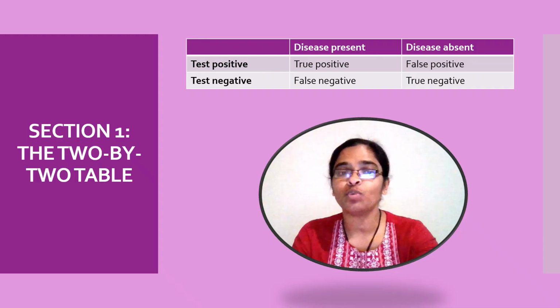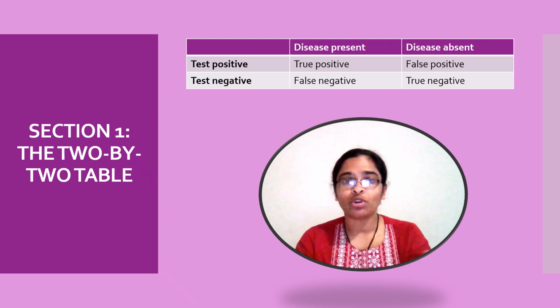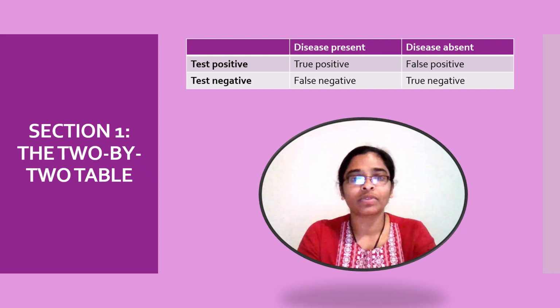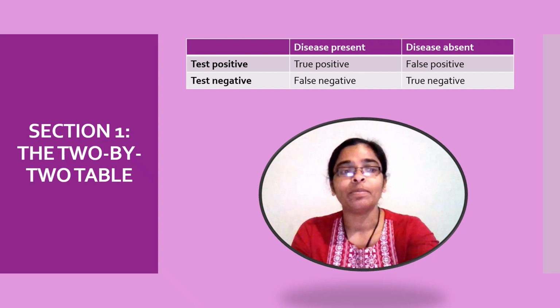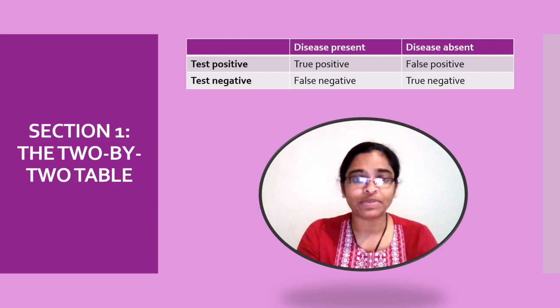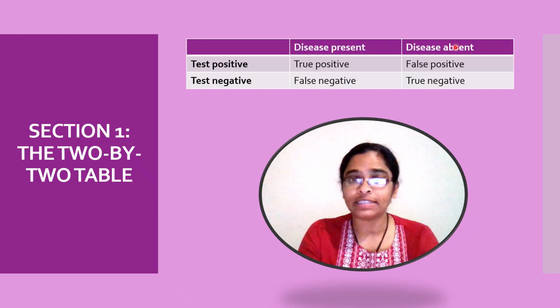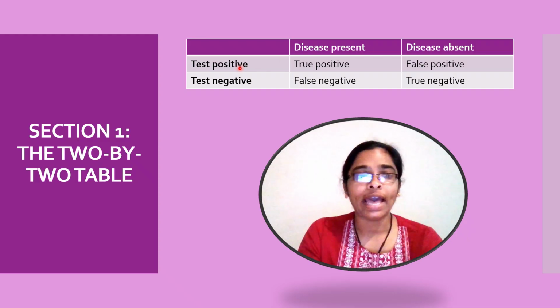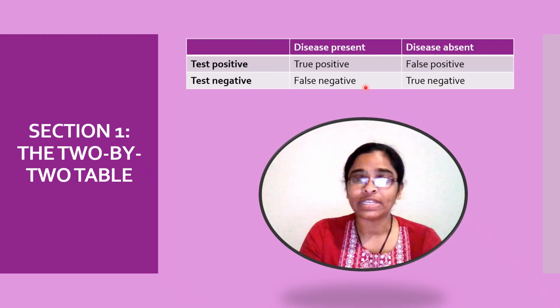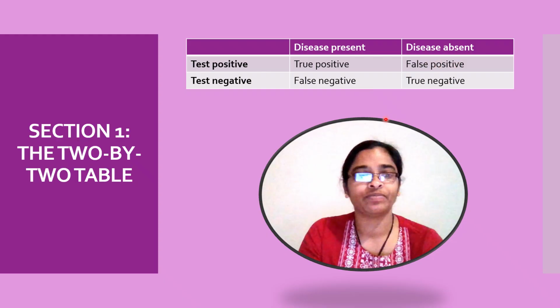Let's begin with a 2x2 table. Across the top of our table, we have disease present and disease absent. And down the side we have test positive and test negative. So that gives us 4 groups: true positives, false negatives, false positives, and true negatives.